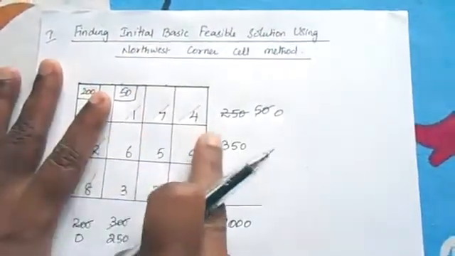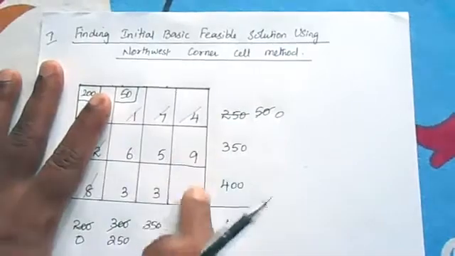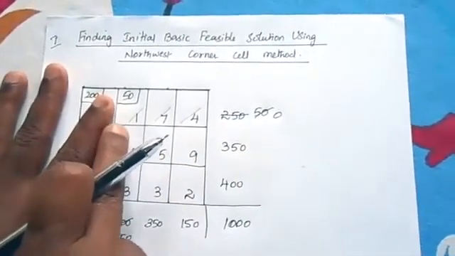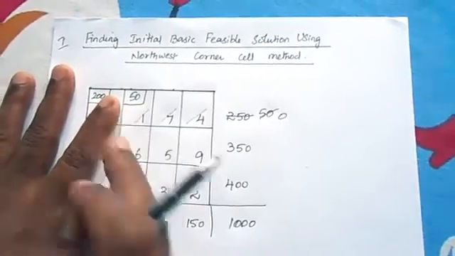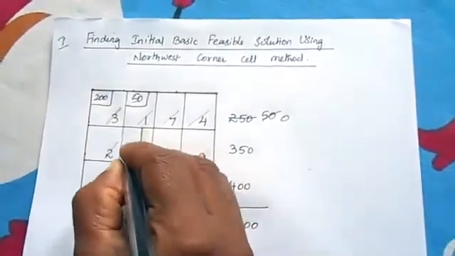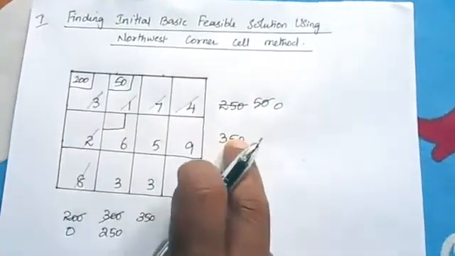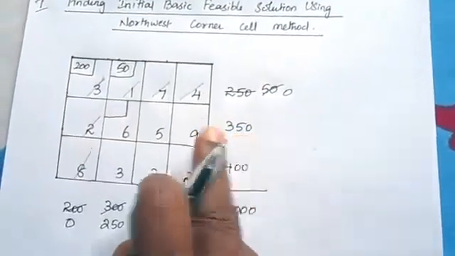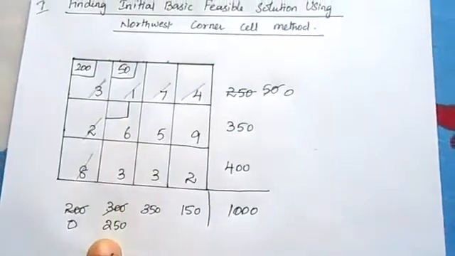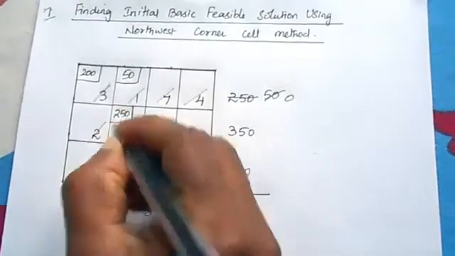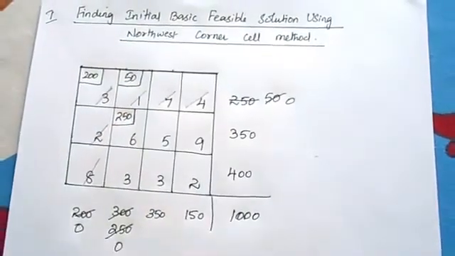Now we have only 2 rows and 3 columns. So in this box, which one is the northwest corner? This is the northwest corner. Again you have to start from here. Now find the value for this column and this row. So row value is 350, column value 250. Which one is least? 250 is least. So allocate 250. Then it will become 0.